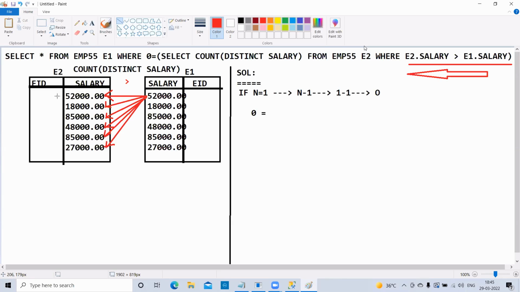52 is not satisfied. 18 not satisfied. 85 satisfied. 85 is more than 52. That's one value. And 48 is not. Again, 85 is also more than your 52, and 28. So now tell me, how many values are there in the E2 table which are more than 52? Come on, guys.